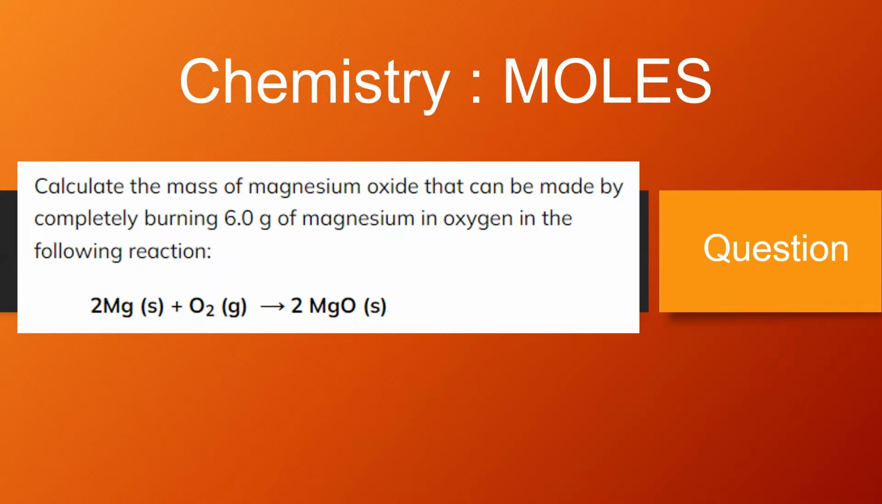The following is the question. Calculate the mass of magnesium oxide that can be made by completely burning 6 grams of magnesium in oxygen in the following reaction.